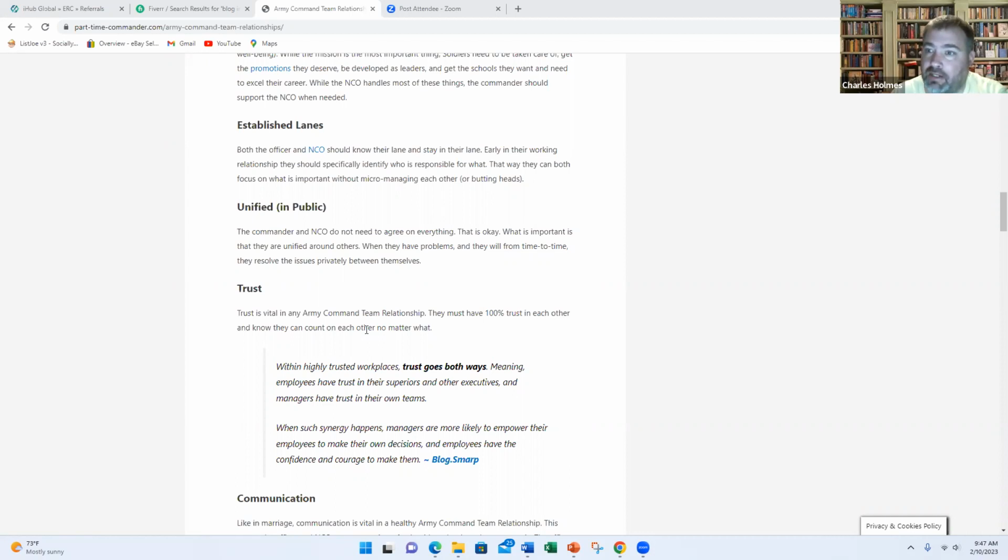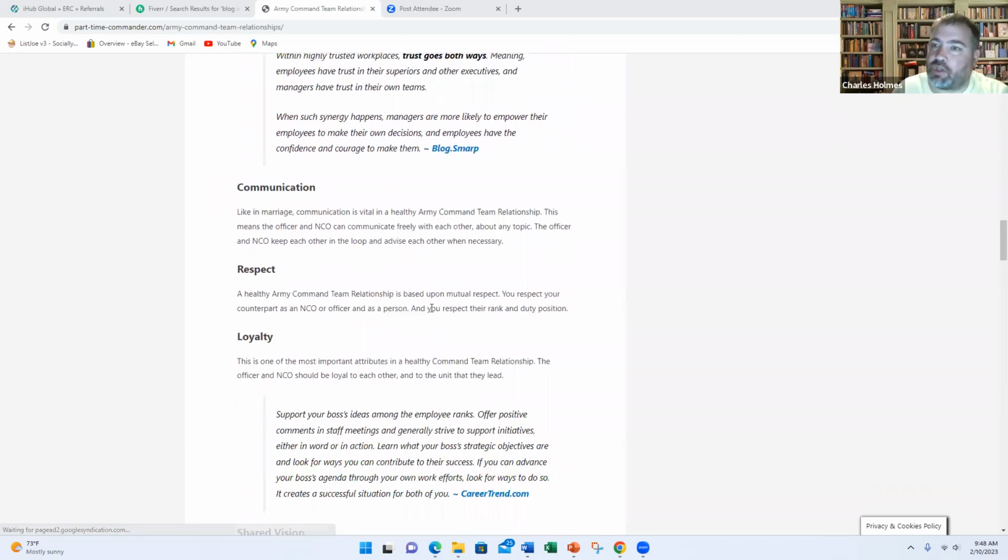Another part of a command team relationship is trust. Just like a marriage, you have to be able to trust each other. But trust goes both ways. It's not just the NCO trusting the officer. It's also the officer trusting the NCO. And I believe trust is given until it's proven otherwise. So you should trust your counterpart unless they give you a reason not to. But if you can't trust each other, you're not going to make it as a command team. You have to have each other's back. You have to be on the same sheet of paper. And like I mentioned earlier, if there is an issue, the two of you have to fix that behind closed doors as professionals.